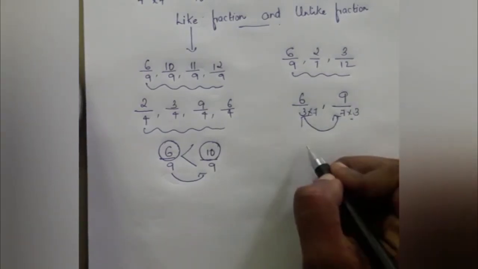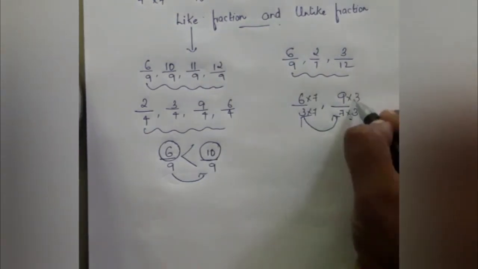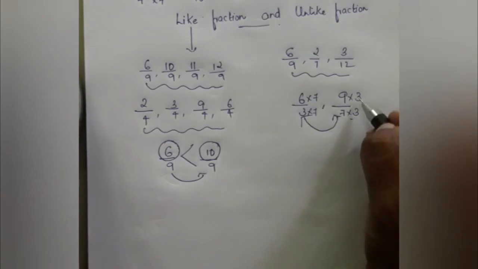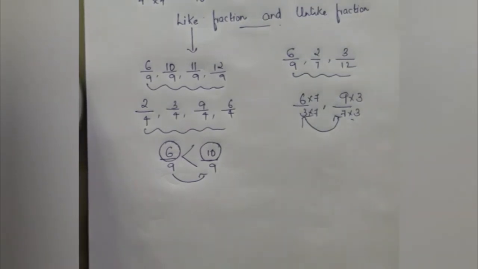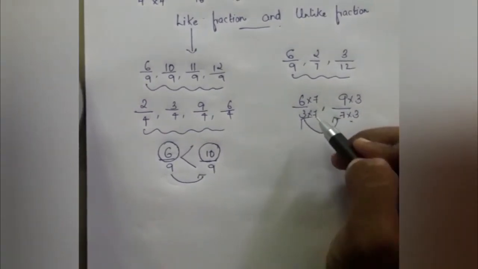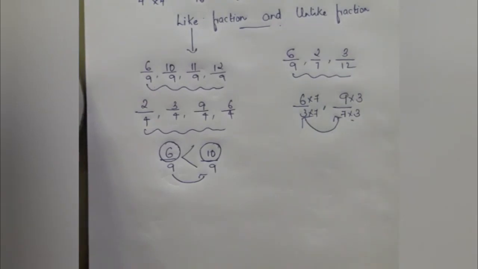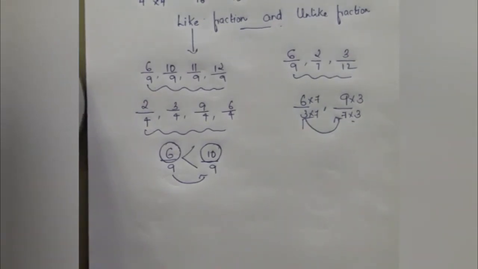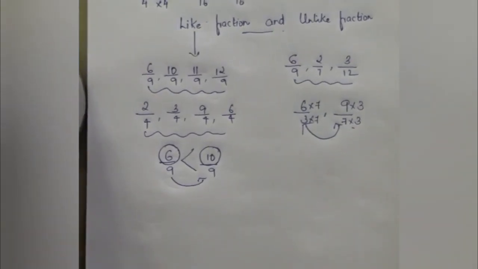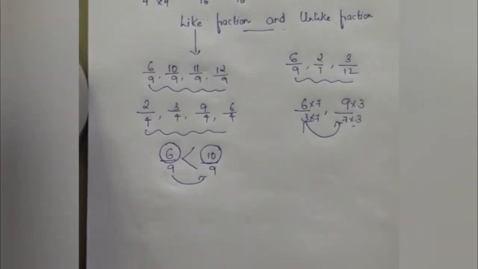So to make it 21, you have to multiply this number by 7 and you have to multiply the other by 3. So we multiply by 3 and make the denominators same. So this is how you do comparing. When you do the problems it will be clear for you, like fractions and unlike fractions.